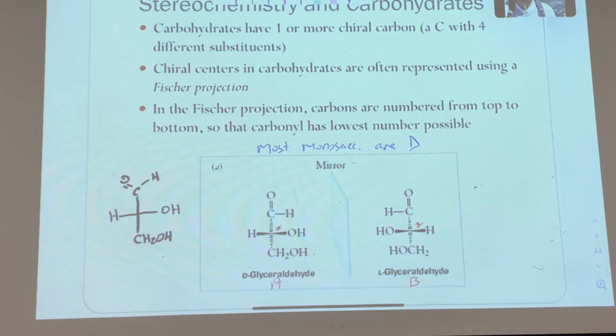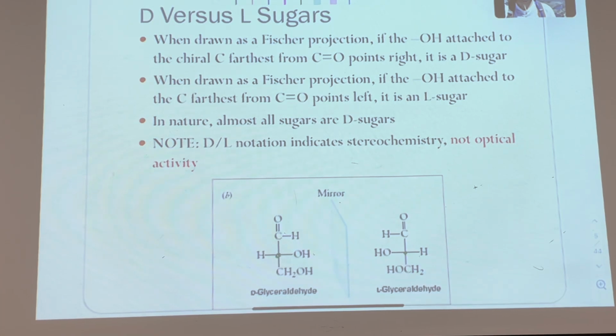Okay, this capital D, capital L that we use in the context of monosaccharides is a stereochemical thing, having nothing to do with optical rotation. So you can have a D sugar that rotates levorotatory. Okay, they have nothing to do with one another. All right. Any questions on that?